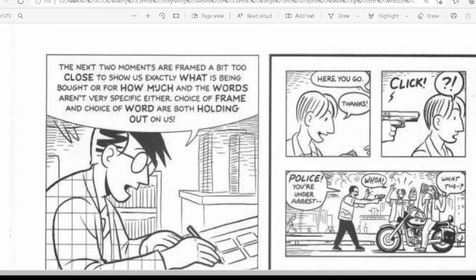The next two moments are framed a bit too close to show us exactly what is being bought or for how much, and the words are not very specific either. Choice of frame and choice of word are both holding out on us.